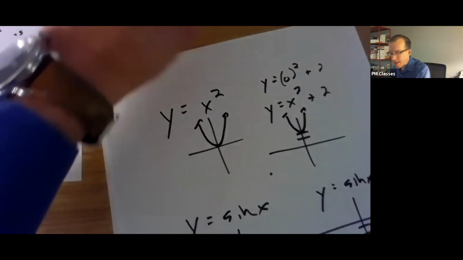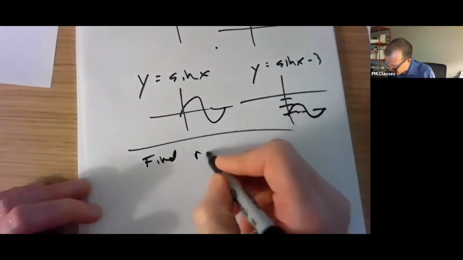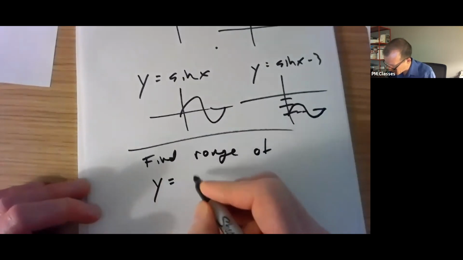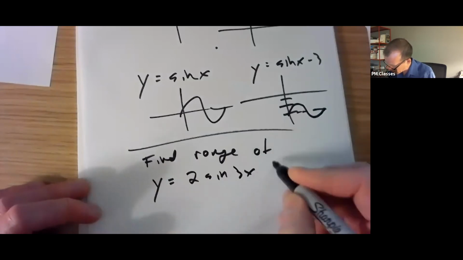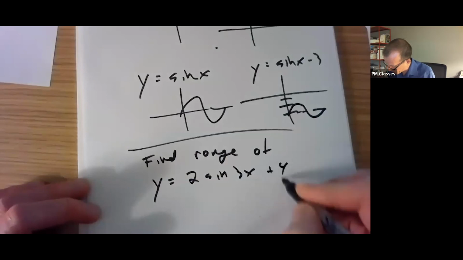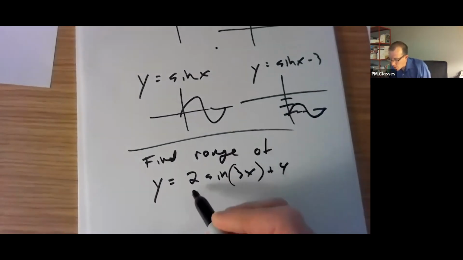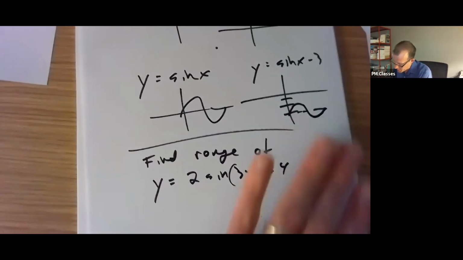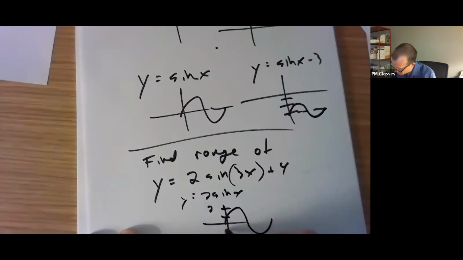So here's a slightly fun one. This was on either the SAT or something like it. Find the range of y equals 2 sine 3x plus 4. Okay? So we know that the number in front is the amplitude. So if it was just that, it would go up to 2 and down to -2.